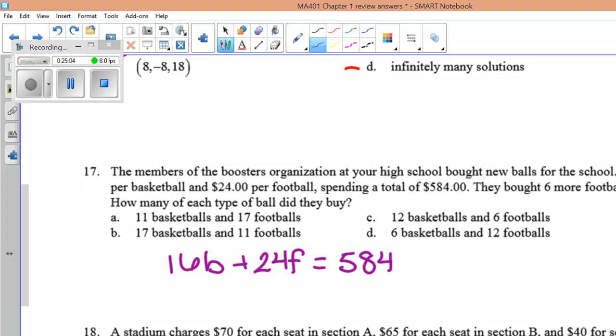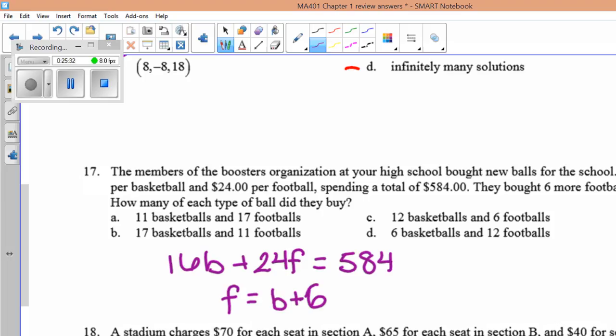So who has more, footballs or basketballs? Footballs, right? They bought 6 more footballs than basketballs. So that means the footballs are however many basketballs there were, plus 6 more. That's a 6. Okay, this is all set up for substitution. So if you want to plug this b plus 6 straight into that f, you sure can.